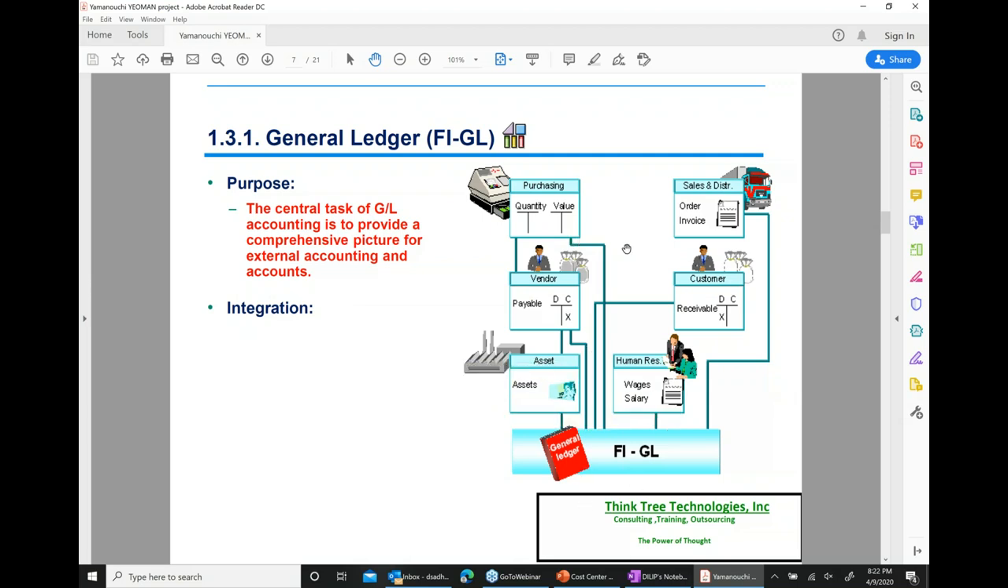Eventually, what is going on, everything goes into GL. You're making a sale, it integrates to GL. You're making a purchase, paying the supplier, it goes to GL. You have assets, taking care of depreciation, it integrates to GL. If you're paying salary to your employees, it integrates with GL. Everything at the end of the day ends up going to some general ledger somewhere. GL integrates with all the functions and is a repository of all the information; finally it appears in the general ledger.